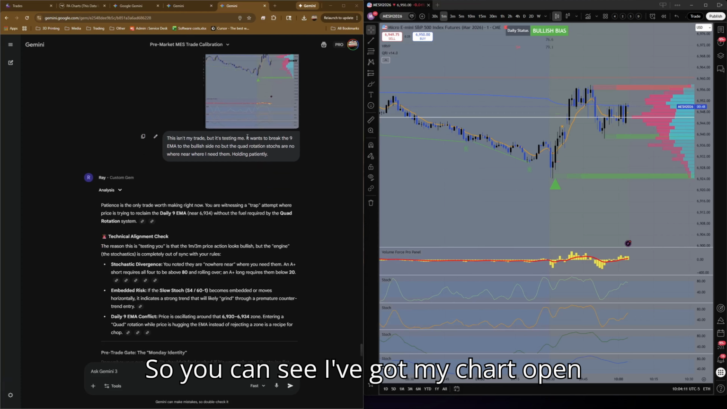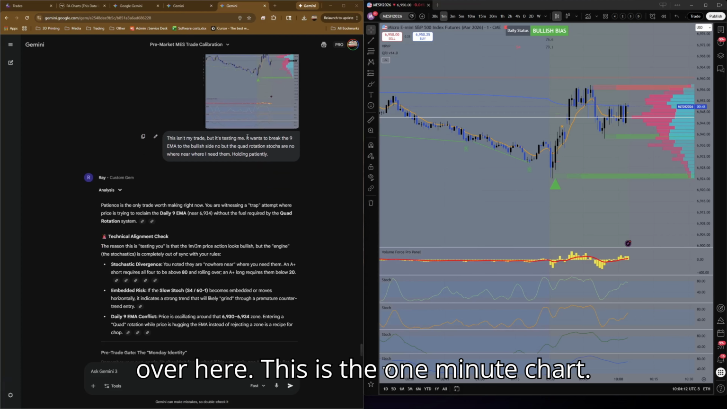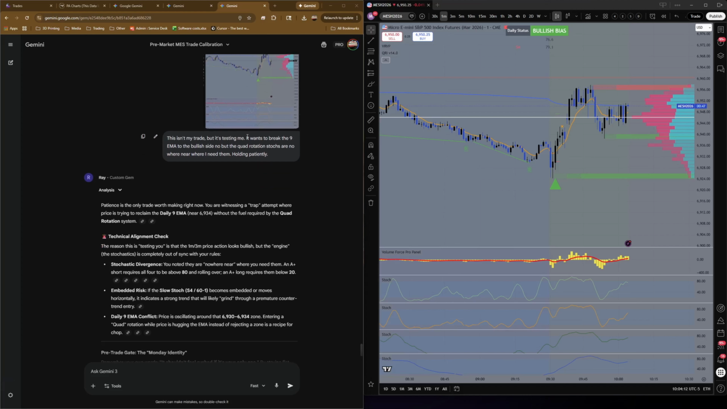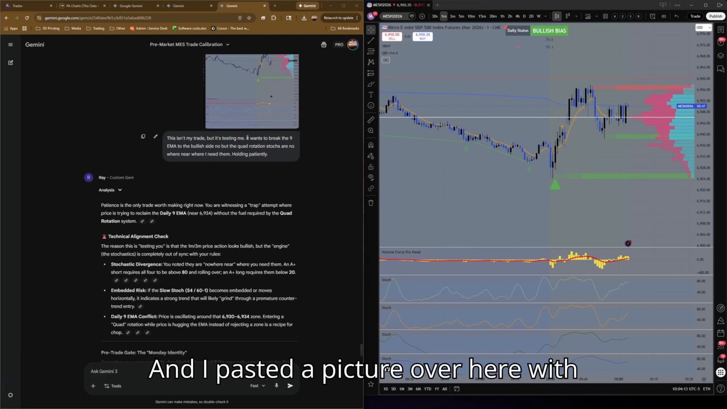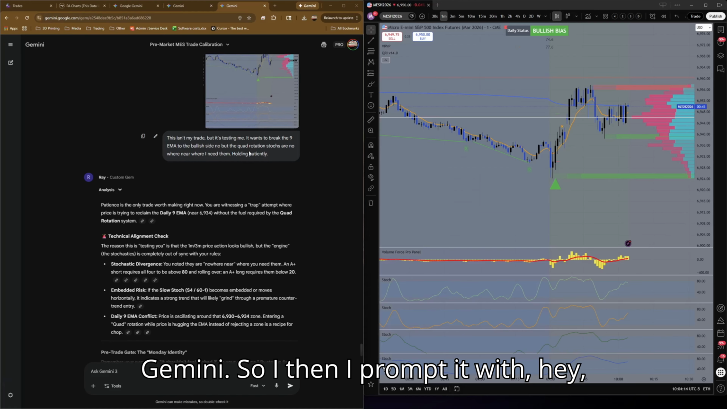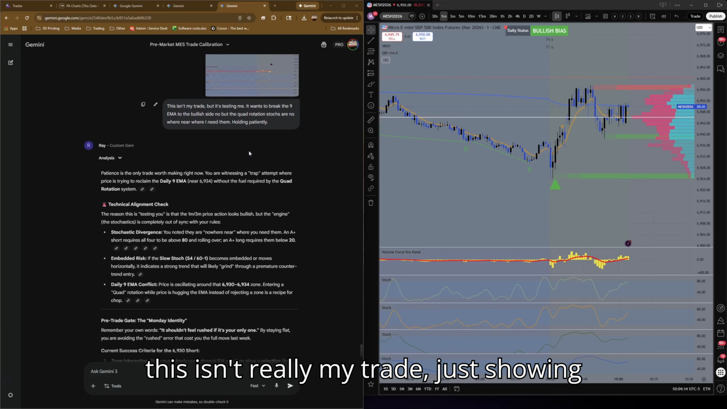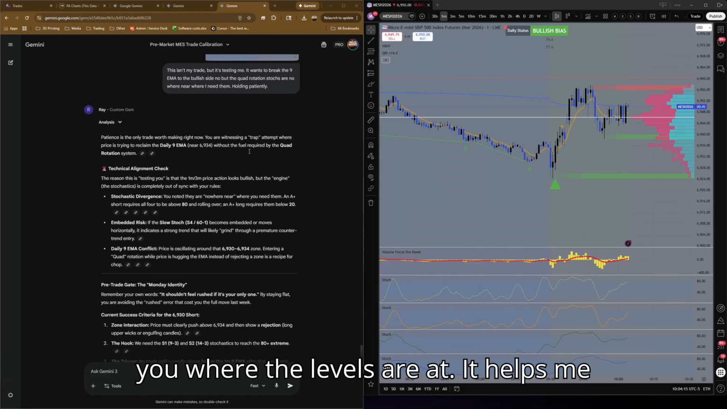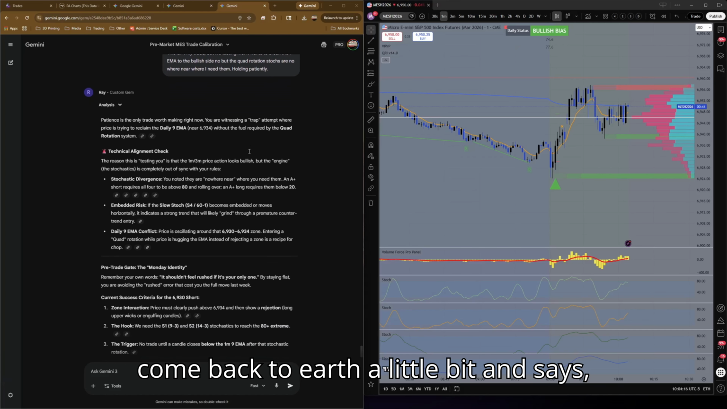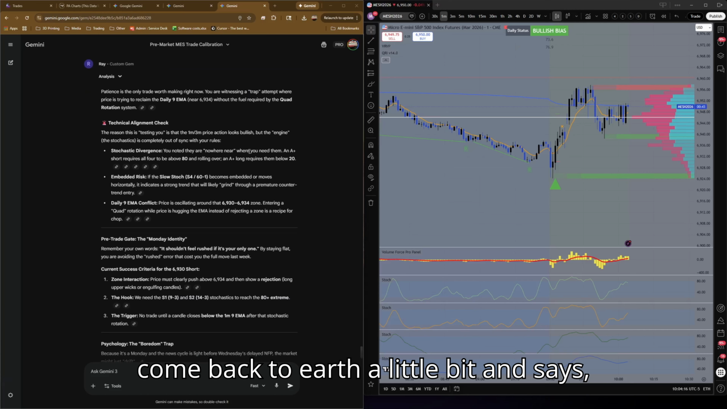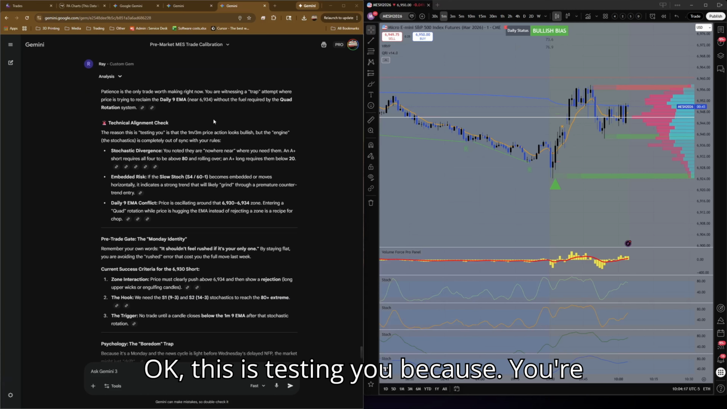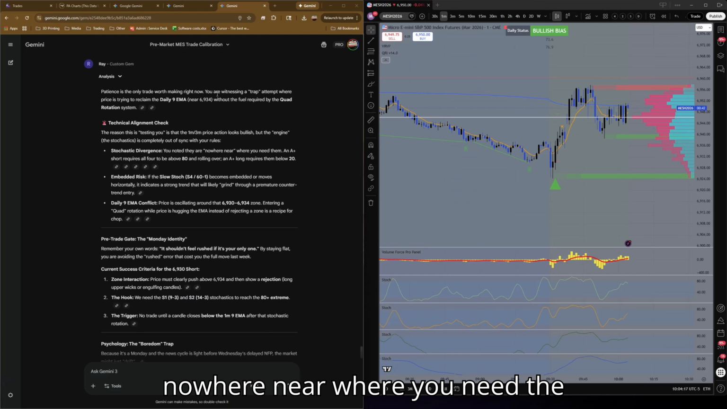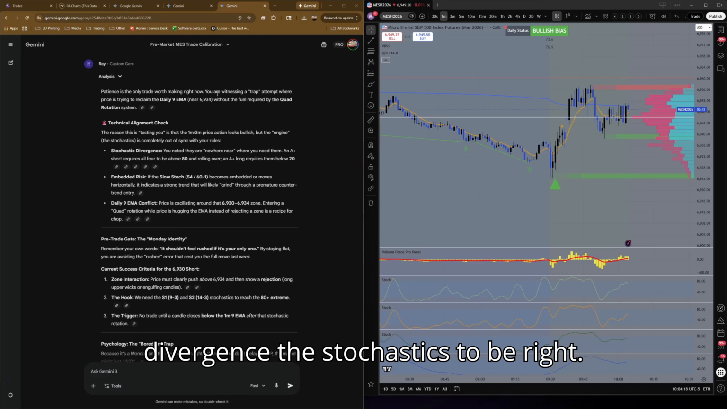So, you can see I've got my chart open over here. This is the 1 minute chart. And I pasted a picture over here with Gemini. So then I prompt it with, hey, this isn't really my trade, just showing you where the levels are at. It helps me come back to earth a little bit and says, okay, this is testing you because you're nowhere near where you need the divergence, the stochastics to be, right?